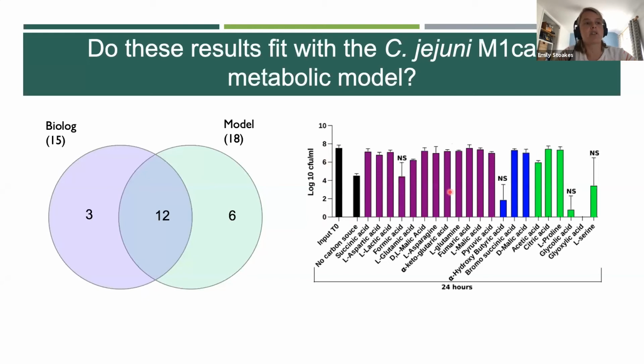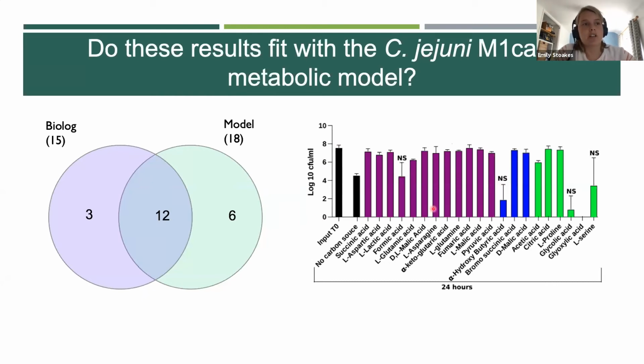The purple ones are the ones that agree between the model and the Biolog plate. And the blue ones are the ones that were only found in the Biolog plate, but not in the model. And the greens were only found in the model, but not in the Biolog plate. So the non-significance relates to the no carbon source well, not the input.